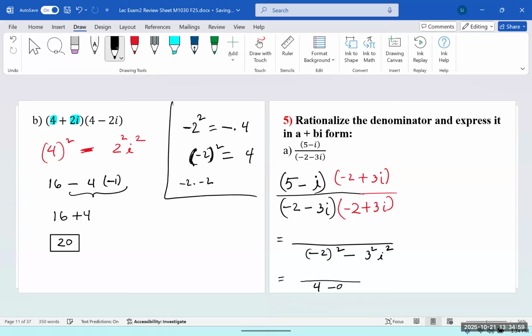This positive 4 minus 9i square. Sorry, what is i square? Negative 1. So what do we have? 4 plus 9, which is 13.